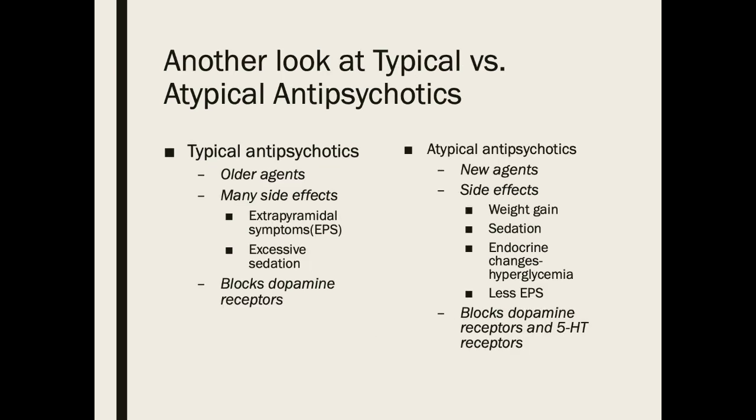And side by side, we've got our typical and our atypical antipsychotics. Our typicals are the older ones, they came out first. We're worried about extrapyramidal symptoms, but our typical antipsychotics block dopamine receptors only. Our atypical antipsychotics block dopamine receptors, but also those 5-HT serotonin receptors. And so our atypicals, they're the newer medications. We're not as worried about extrapyramidal symptoms, and they're blocking dopamine receptors and those 5-HT serotonin receptors.